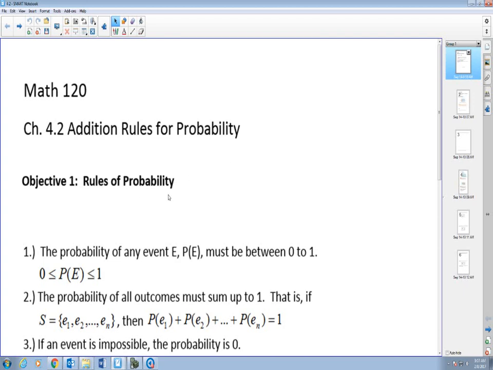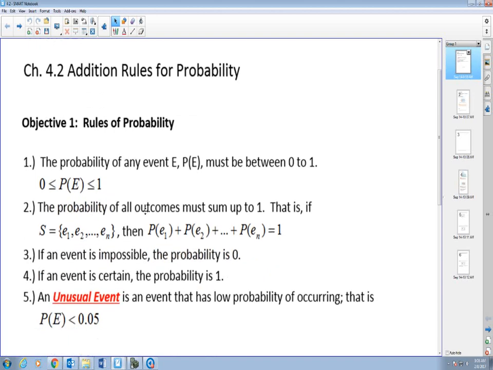This lecture video, 4.2, we're going to talk about addition rules for probability. Alright, before we talk about the addition rule, let us take a look at just the rules for the probability.